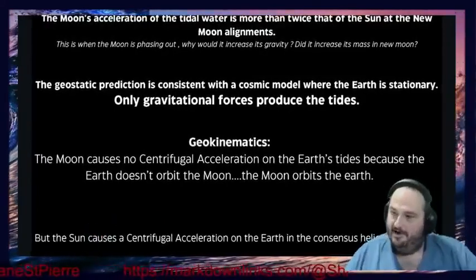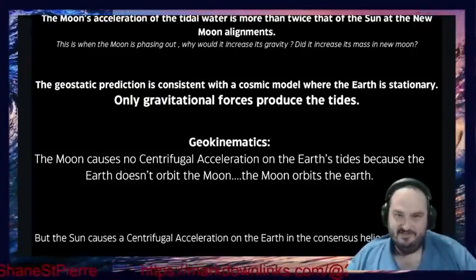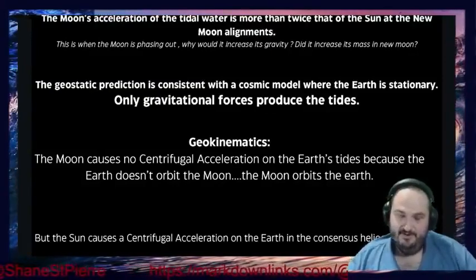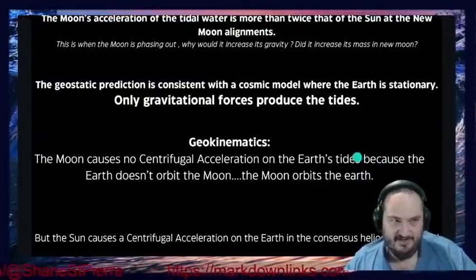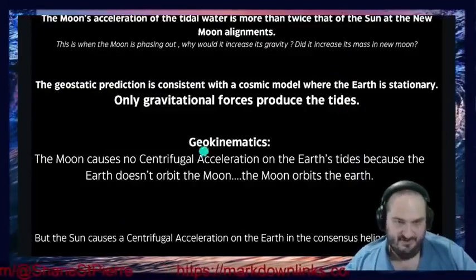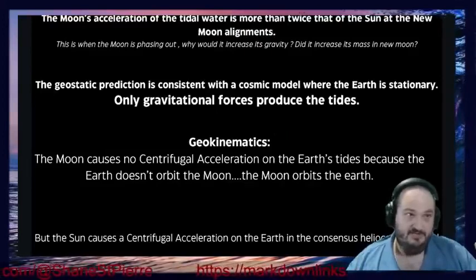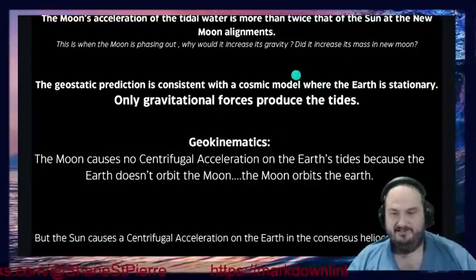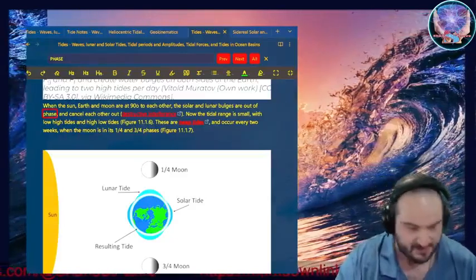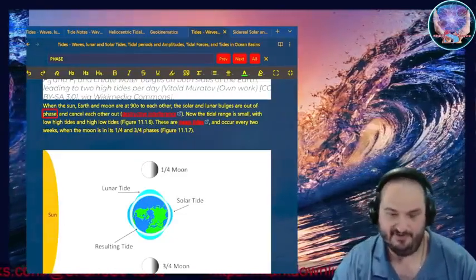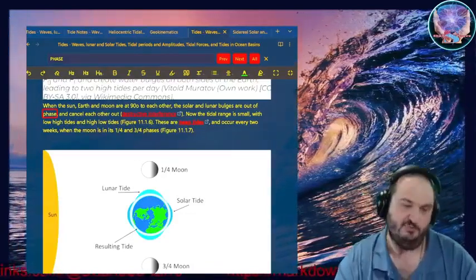So, conclusions, right? The moon's acceleration of the tidal water is more than twice that of the sun at new moon alignments. Now, remember, the new moon is when the moon is not there. It's its least luminous phase, and it's when it's next to the sun. So it should be a constructive interference with the sun and the moon since they're both acting in the same way, right? It's not how it works, though. I mean, we definitely want to mention that the biggest determining factor in the tides is the phases of the moon, and more specifically, like the new moon phase.